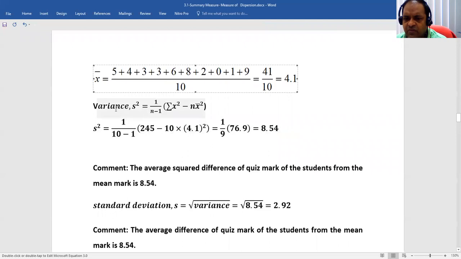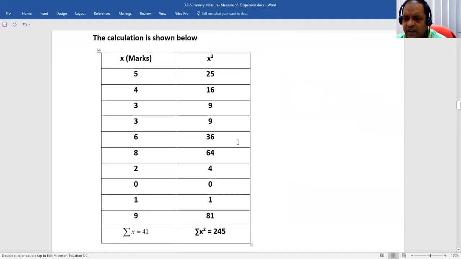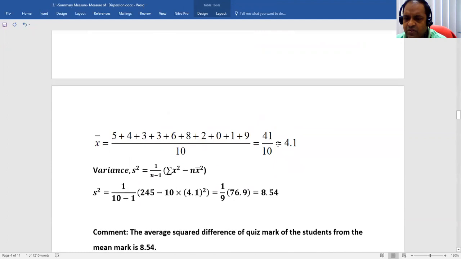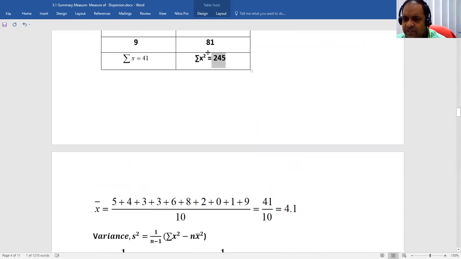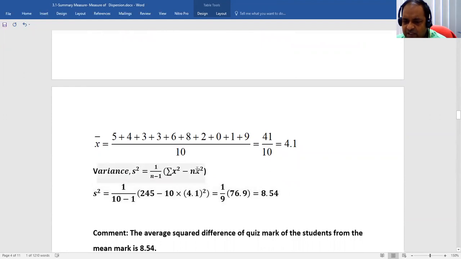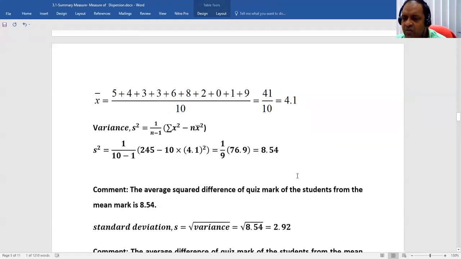Then put all the values in the formula for the variance, 1 over n minus 1. Remember that you have to divide by n minus 1, because in statistics, when you want an unbiased estimate, it is something you will learn at a higher level. This is the formula. Some books use 1 by n, but that is also not wrong. There will be a little difference, but better to use n minus 1. So put all the values. This is the sum of squares of x. If we square the value of x and sum up, we get 245. Don't sum up first and then square it. First square the value of x, then sum up. So we put the value 245, n is 10, and x bar is 4.1. We make the square and ultimately we get 8.54. This is the value for the variance.